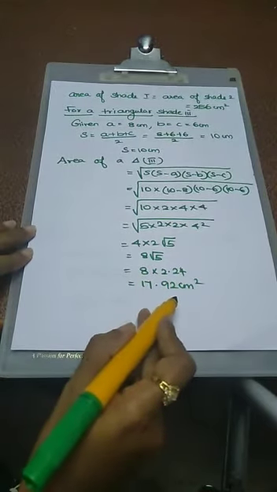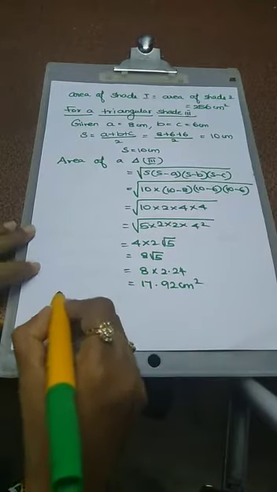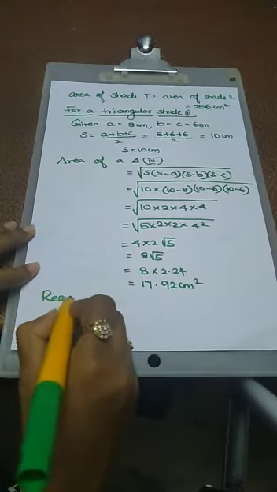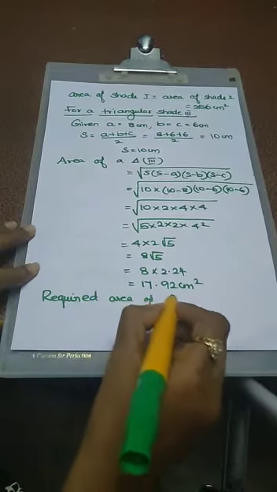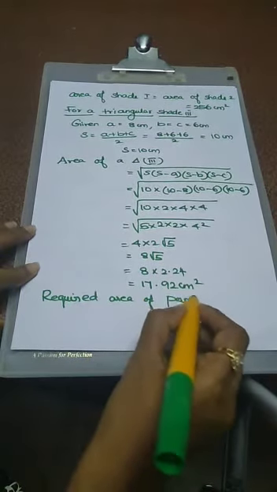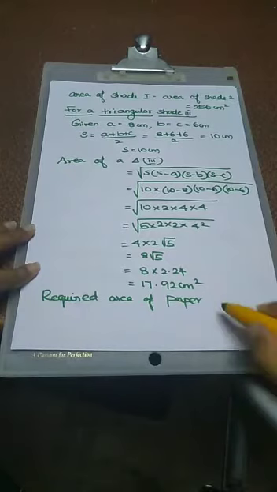This is actually the third part value. So required area of paper for shade 1.